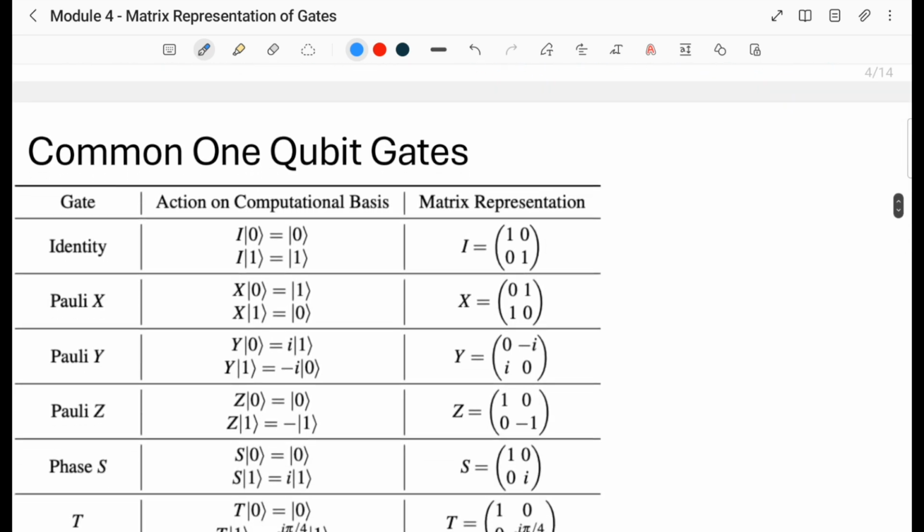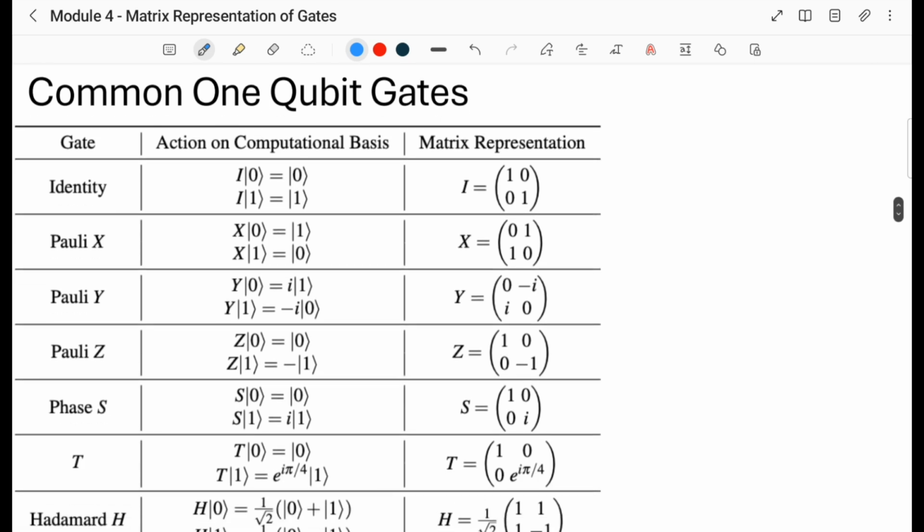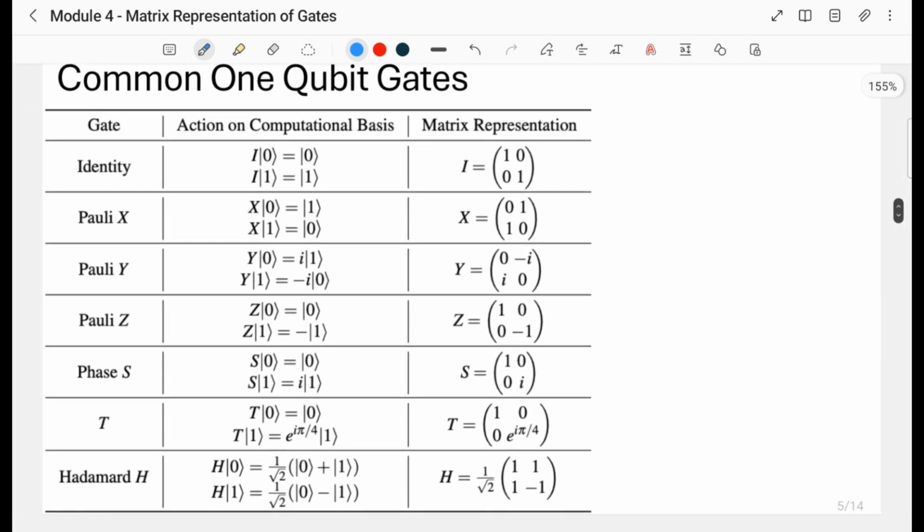Now we will see the common 1-qubit gates that we discussed in the last lecture as matrices. So here are the representations. Again, just to remind, to represent any gate as a matrix, we need the basic information. That is, how does the gate transform the basis states 0 and 1? So for example, the identity gate, it does nothing, just 0 to 0, 1 to 1. And so we will get our A, B, C, D.